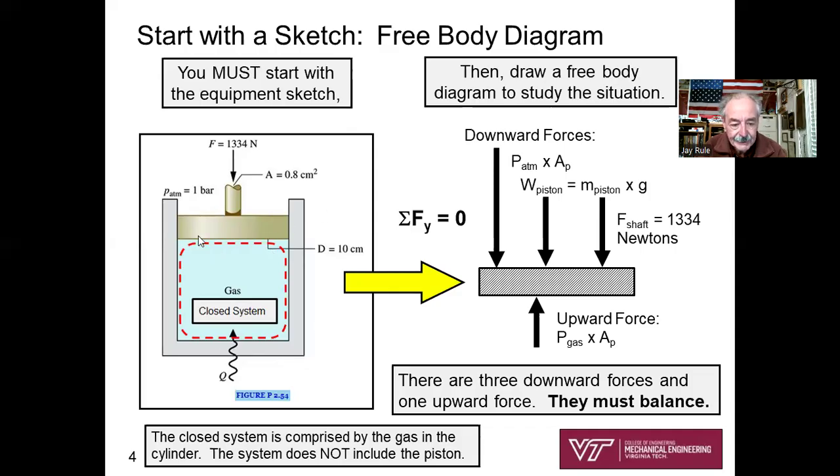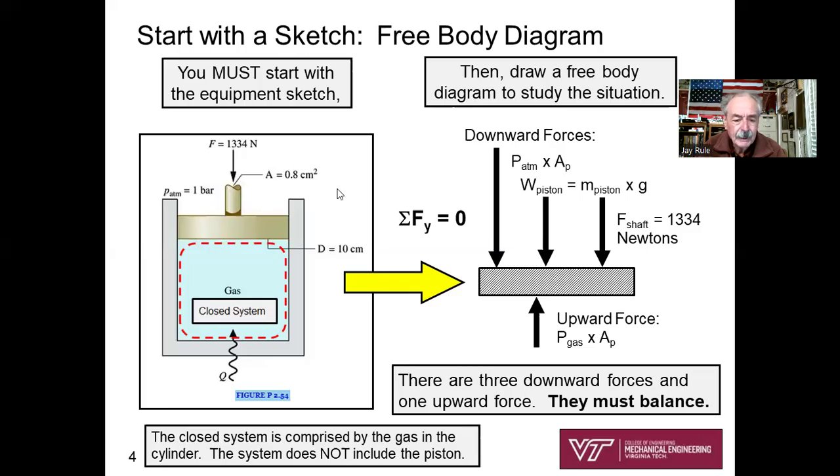And then when we study this given equipment sketch, we realize we'd better draw a free body diagram of the piston alone. And that's what's going to teach us how to figure out the pressure of the gas inside the piston and cylinder. So here's our free body diagram. Let's look at the downward forces on our sketch. I can visualize the surroundings, the atmosphere pushing down on the area of the piston. That's one force. Another force clearly is 1,334 newtons. That's clear, 1.334 kilonewtons.